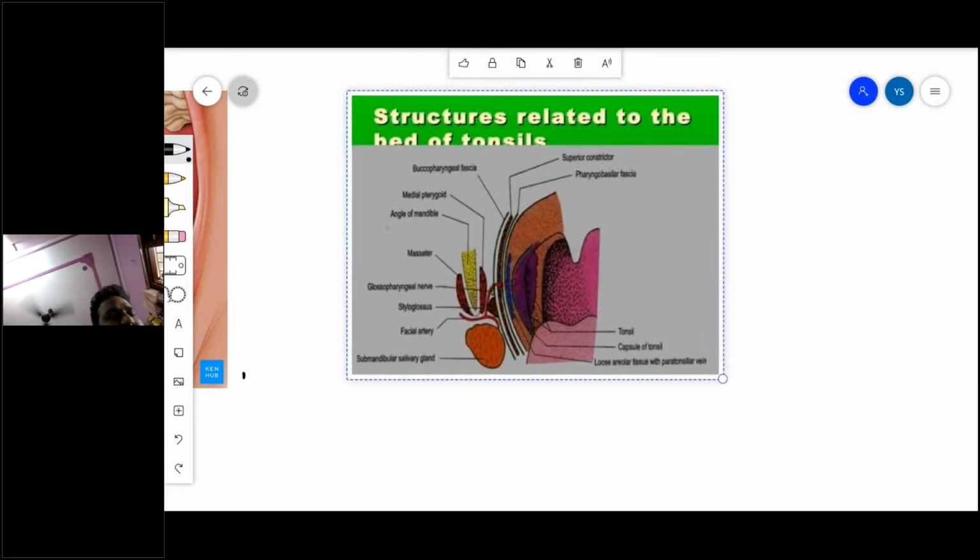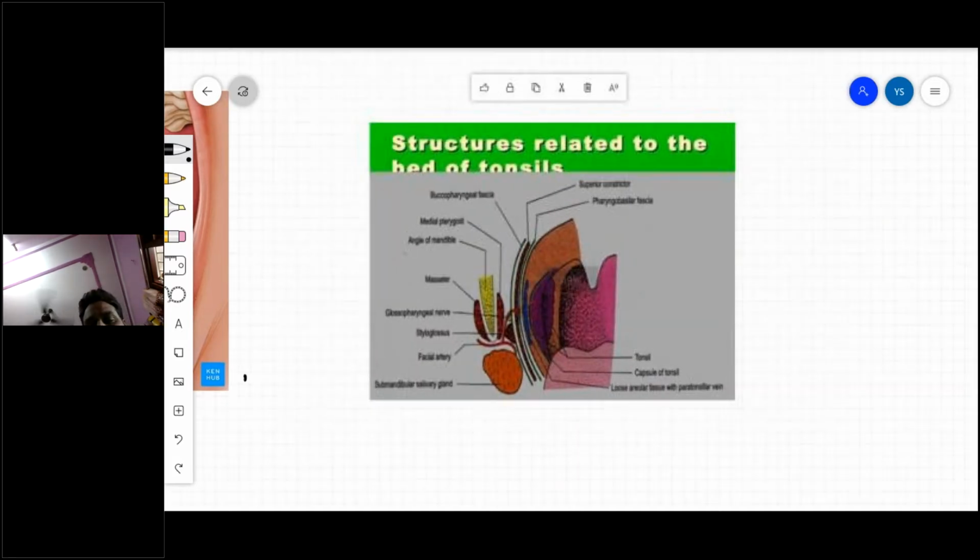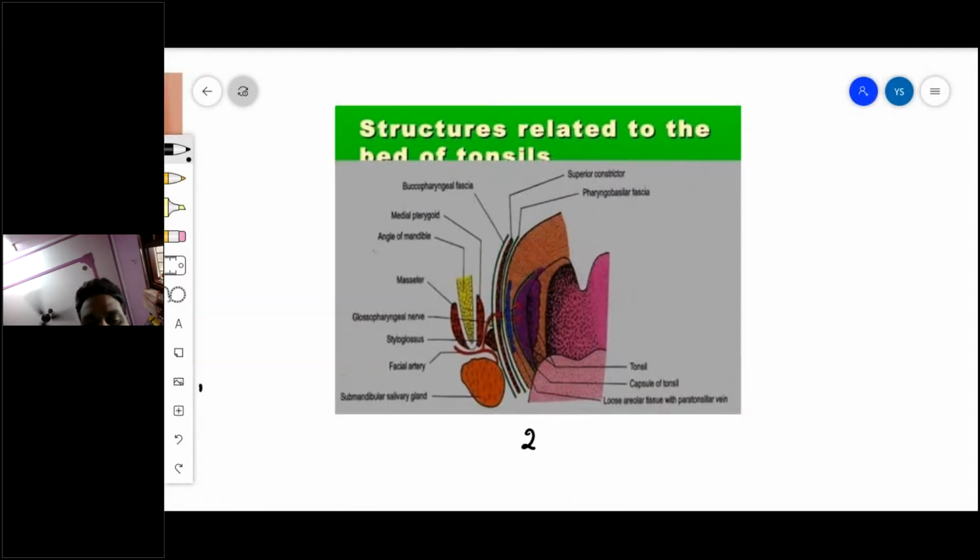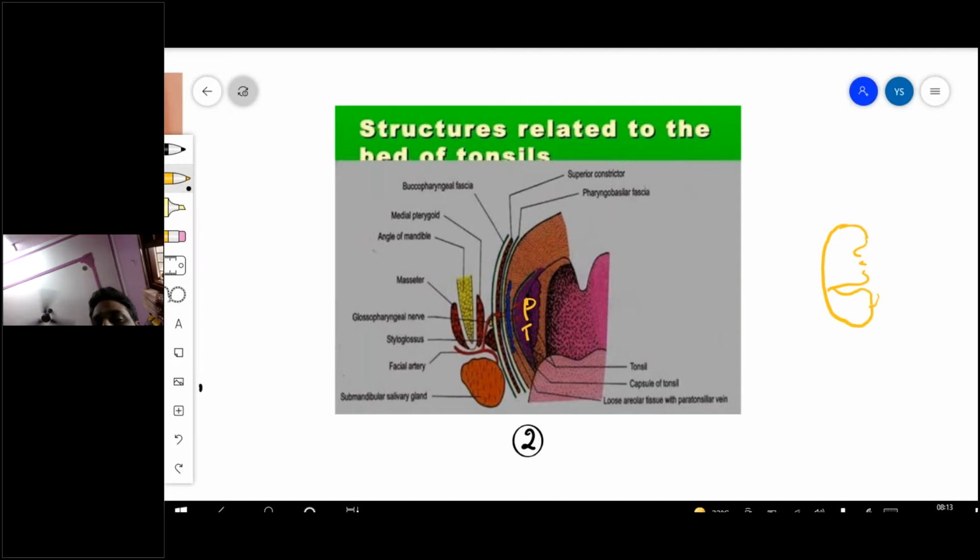Now this is the palatine tonsil. We can see here in this picture. So this is picture 2. Whatever you see in this violet color, this one is the palatine tonsil, PT. So beside this picture, I'm drawing the shape of the palatine tonsil. So palatine tonsil is present like this.